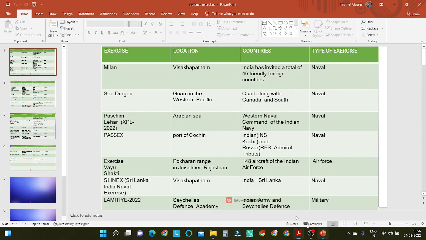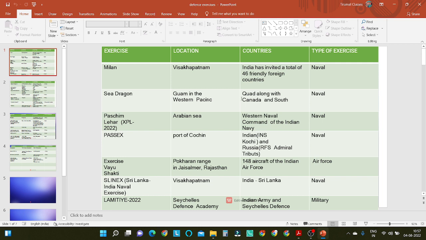Now the next exercise is Sea Dragon. It is also a type of naval exercise taking place in Guam in the Western Pacific Ocean. The countries taking part in this are the Quad countries along with Canada and South Korea. It is South Korea, not North. So now you should know what the countries present in the Quad are. The Quad comprises 4 major countries, that is India, Australia, Japan and USA. Along with these 4 countries, Canada and South Korea are also taking part.